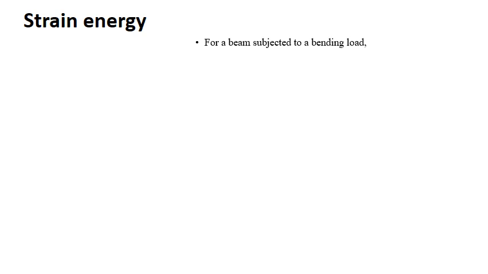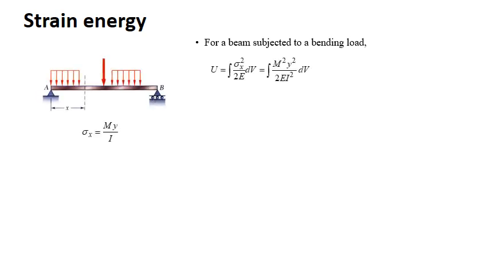Now let us see the expression for strain energy for the case of a beam subjected to bending load. Here we have a beam subjected to UDL, and then we have replaced it with an equivalent load. Let us start with our general expression: U is equal to the integral of sigma x square by 2E into dV.